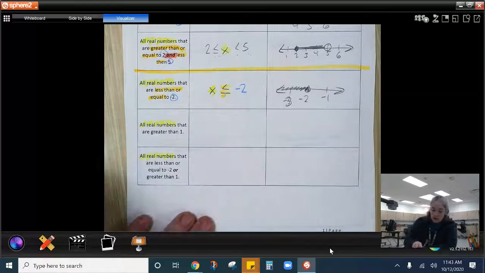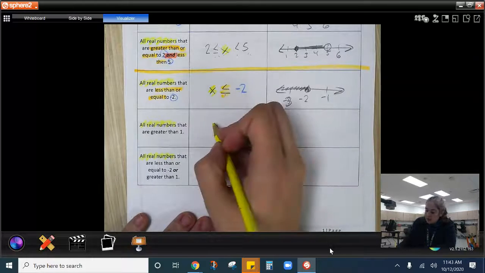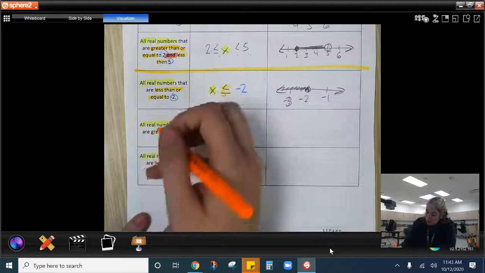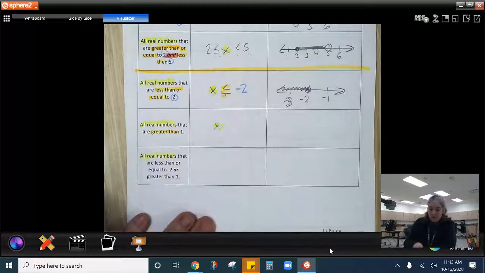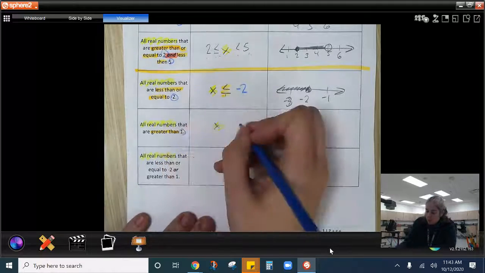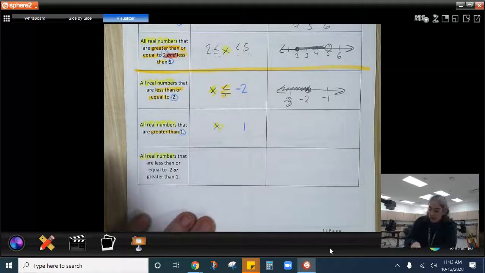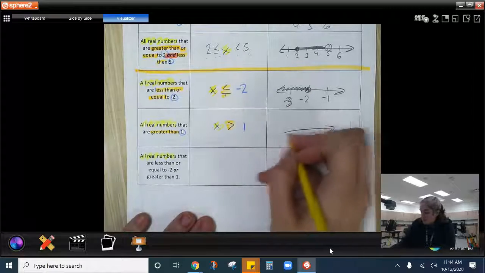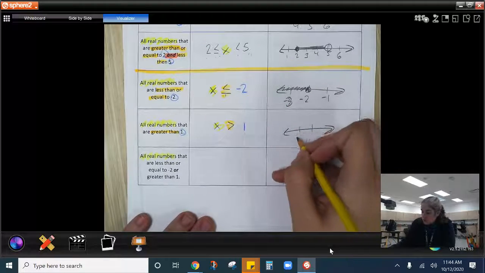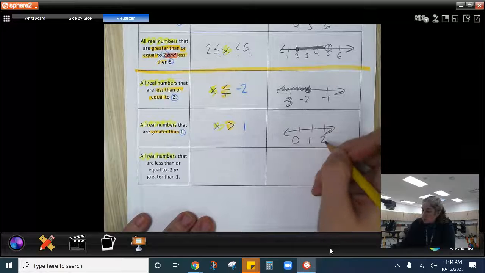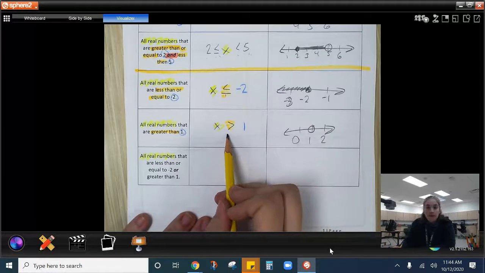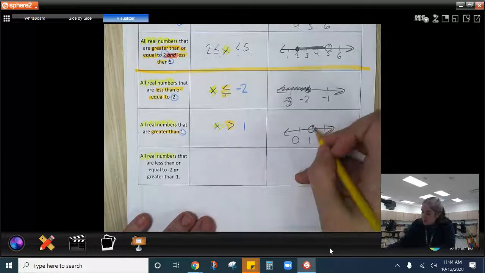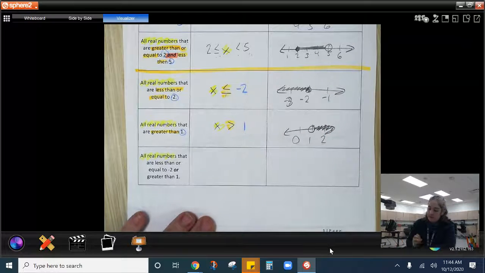For our next one here, we have all real numbers, in this case my x, that are greater than 1, right? Greater than 1. So I want to do a greater than symbol. And now when I go to graph that, there's my 1, here's 0, here's 2. I do an open, do I fill it in? No. And I am shading to my greater than sign.